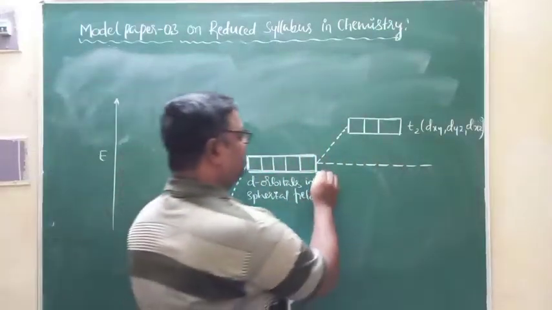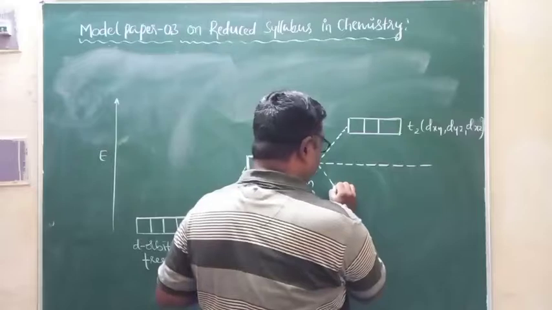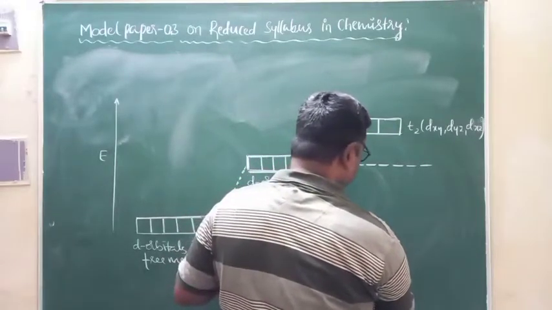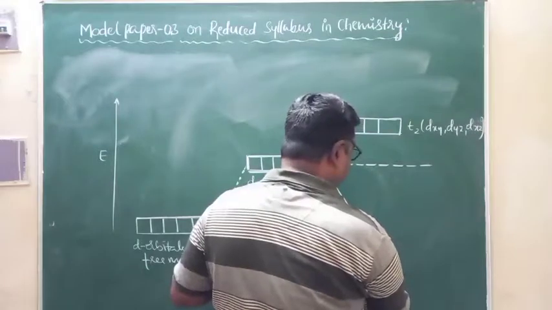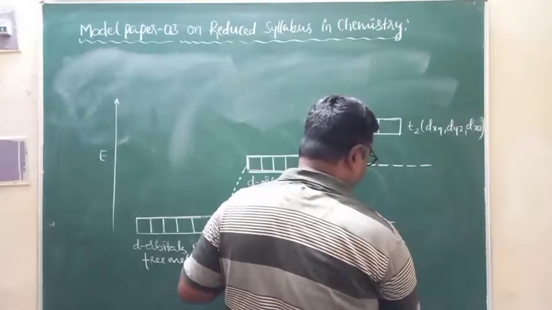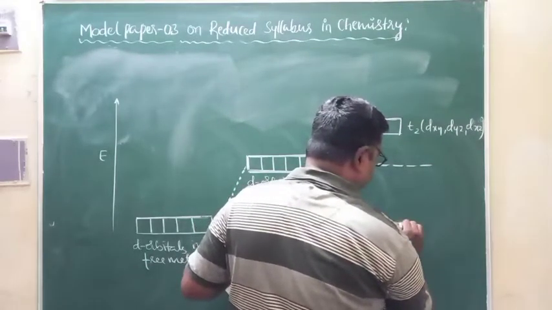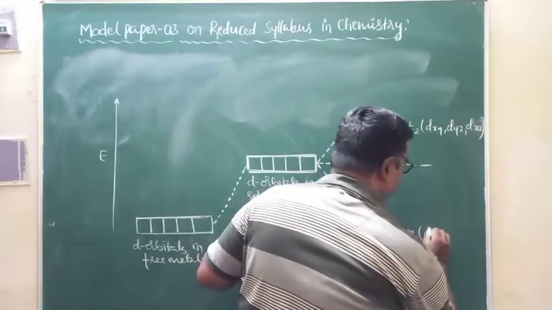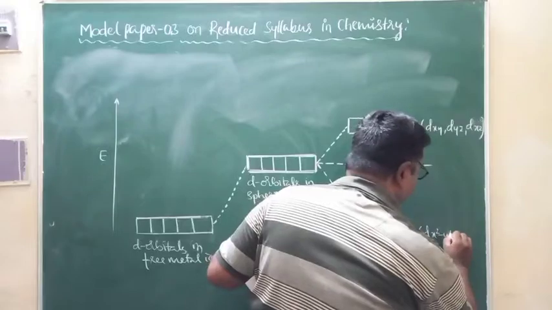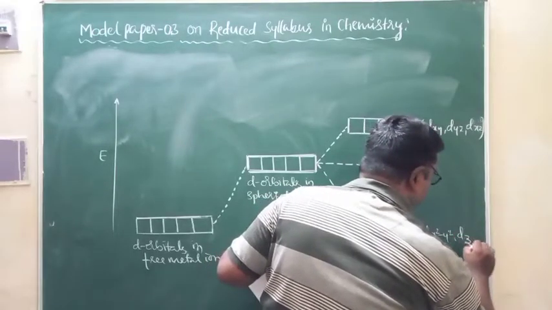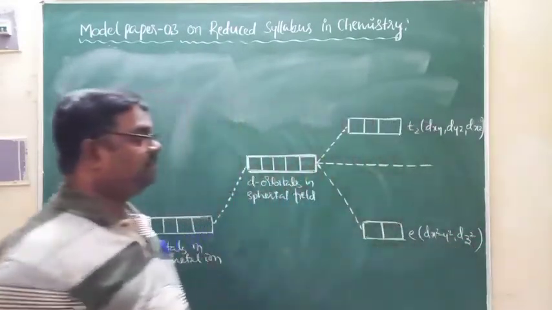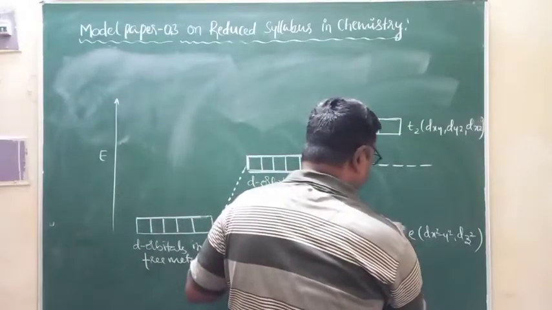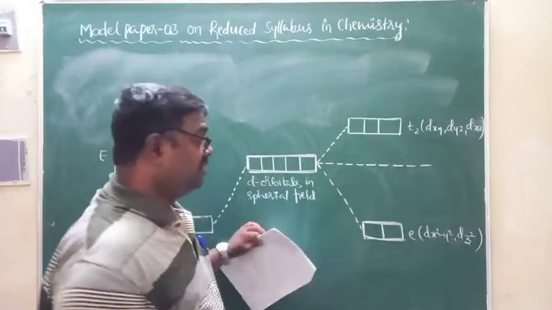Energy of e orbitals will be decreased. Now look at this. As far as the E set of orbitals is concerned, we have two d orbitals in the E set: dx square minus y square and of course dz square. This is what we call the E set. Energy of the E set will be decreased.